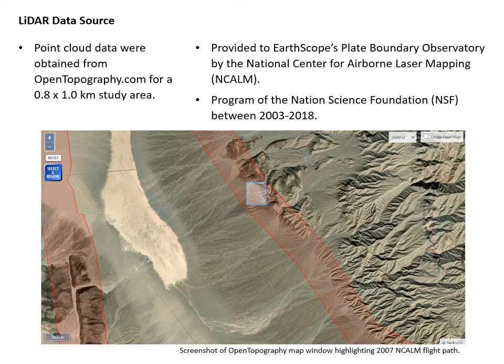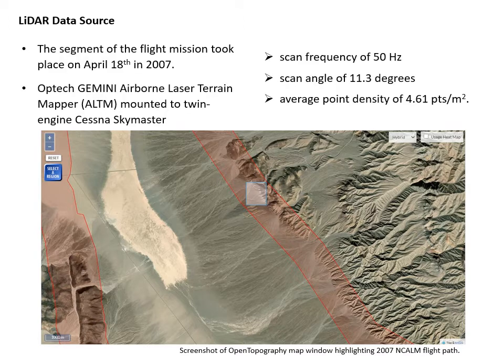The LiDAR point cloud was downloaded from Open Topography for an area just under a square kilometer. The mission was completed by the National Center for Airborne Laser Mapping for EarthScope's Plate Boundary Observatory, which was a program of the National Science Foundation between 2003 and 2018. This particular path of the mission took place on April 18th in 2007 with the Optech Gemini ALTM mounted on a Cessna Skymaster. And I thought it was interesting how much information you could find out about these missions.